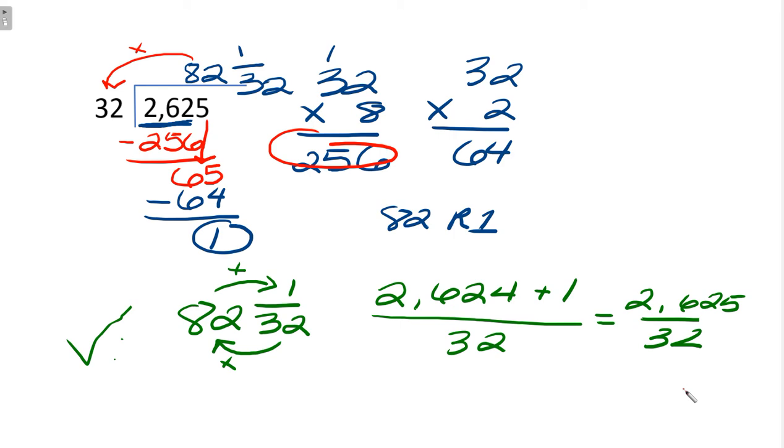And that is how you do long division. When you have a remainder, it might be a little weird to check your answer, but checking your answer just means make it an improper fraction.